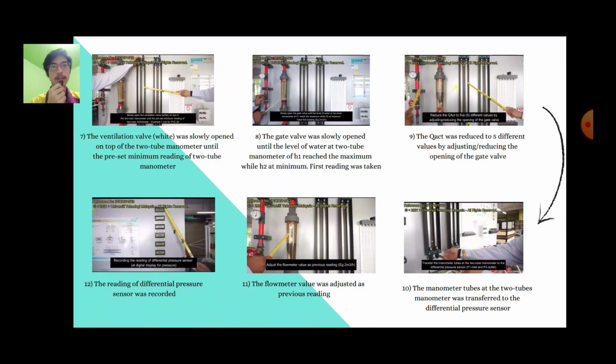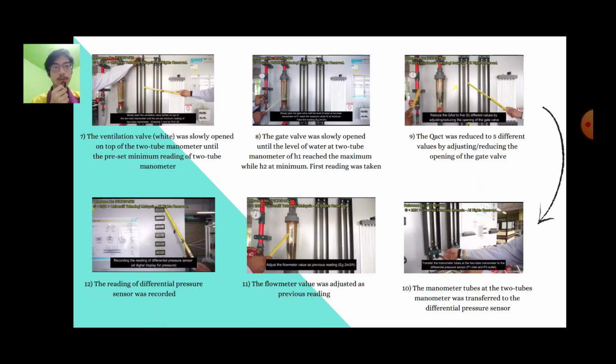Seventh, the ventilation valve was slowly opened on top of the two tube manometer until the preset minimum reading of the two tube manometer. Eighth, the gate valve was slowly opened until the level of water at the two tube manometer of H1 reached the maximum while H2 at minimum. The first reading was taken. Ninth, the Q was reduced to 5 different values by adjusting the opening of the gate valve. Tenth, the manometer tube at the two tube manometer was transferred to the differential pressure sensor.